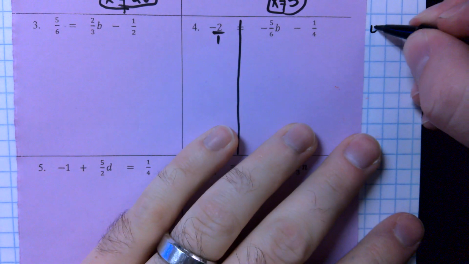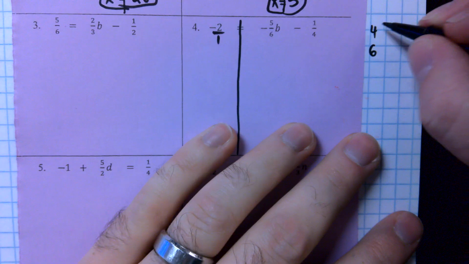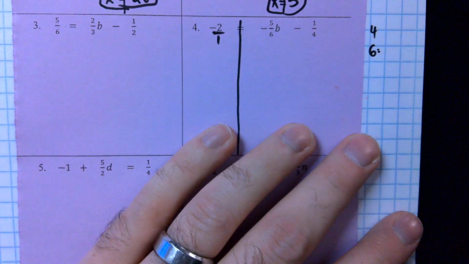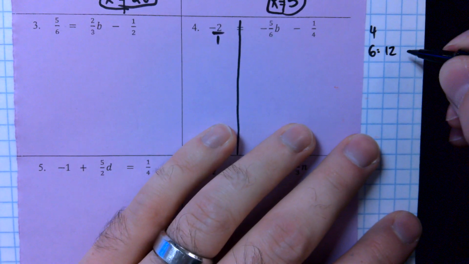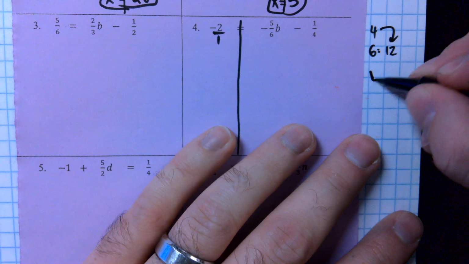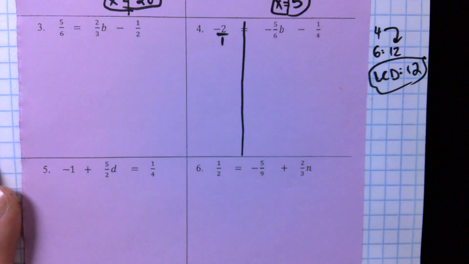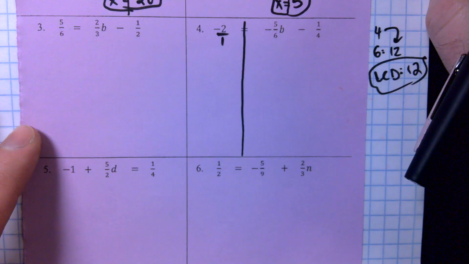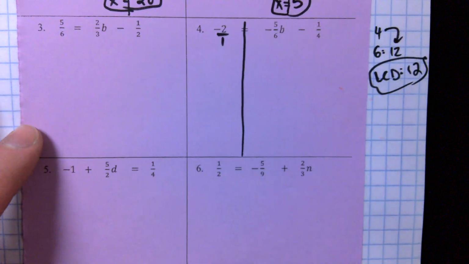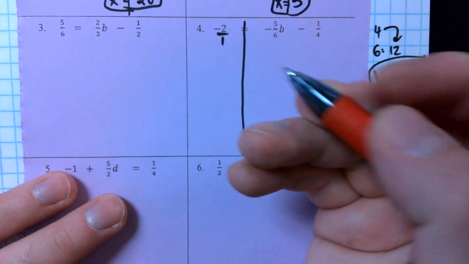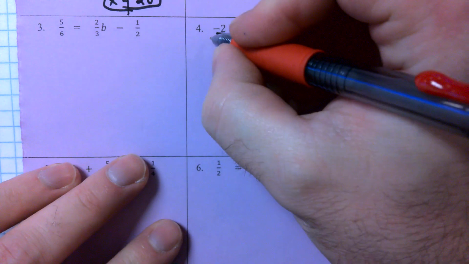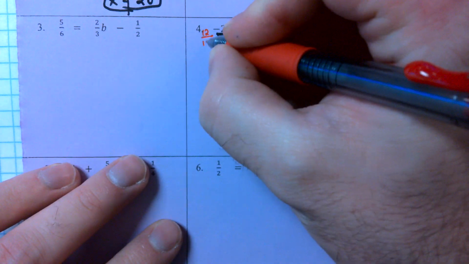All right? So I've got 4 and 6. 4 does not go into 6, so I'm going to list out my multiples here. 12. Oh, 4 goes into 12. My LCD is 12. So my first term has a 1. What can I multiply 1 by to give me 12? 12.